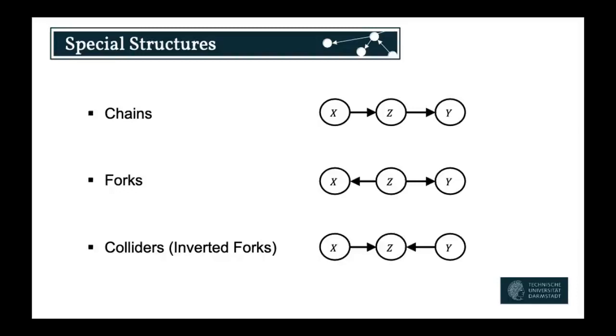It's either a chain, for example you go from X to Z to Y, or the other way around. It could be a fork, so that the middle node Z is pointing outwards. Or it could be this immorality we talked about, like parents who are divorced, where you have this inverted fork. You just point into a node, you sink into a node. These are the three special structures.